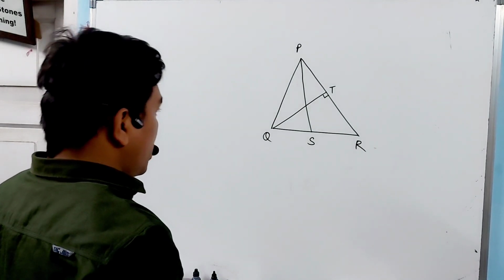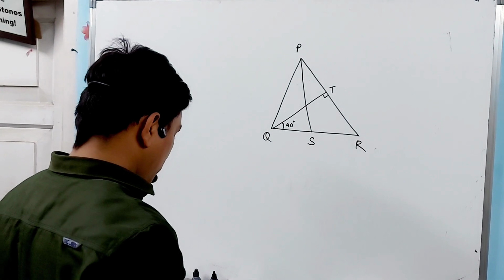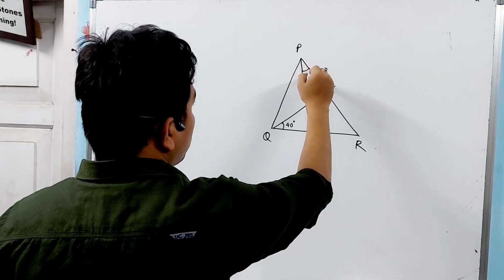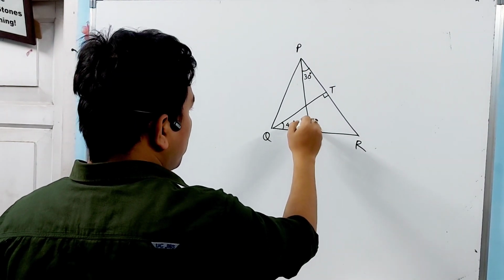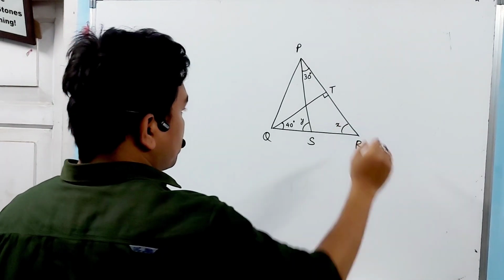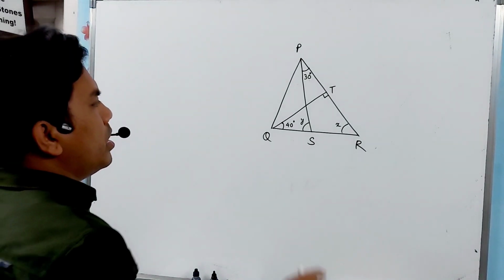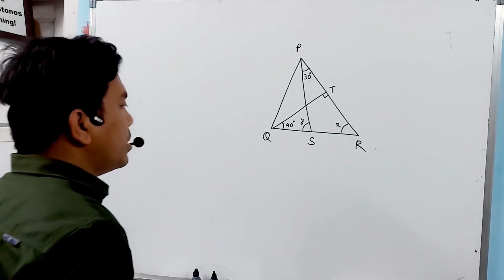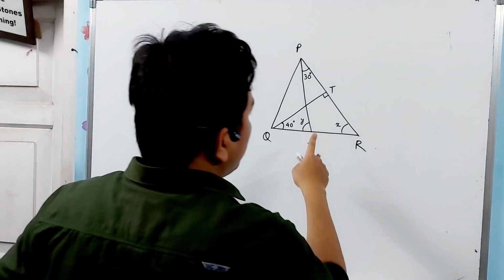Okay, and this angle TQR is given as 40 degree, angle SPR is given as 30 degree, and this is given as Y, and this angle is X. Okay, so now we have to find out X and Y. Now look at the figure carefully.